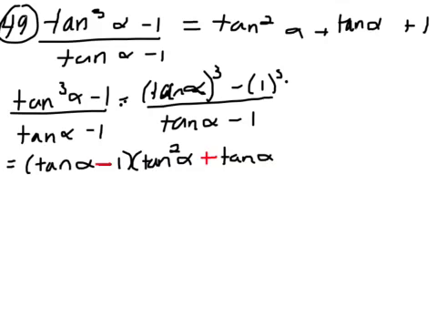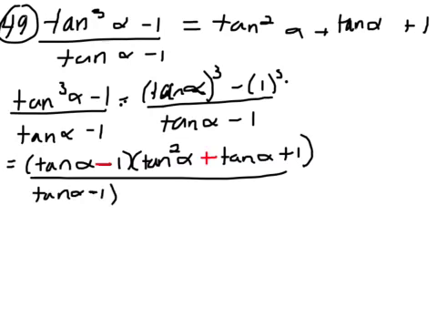And then you've got the 1, you've got to square the 1, so it's plus 1 squared, which is just 1, all over tangent alpha minus 1. And do you see now why I wanted to do that, right? Because these are going to cancel out right here, aren't they?